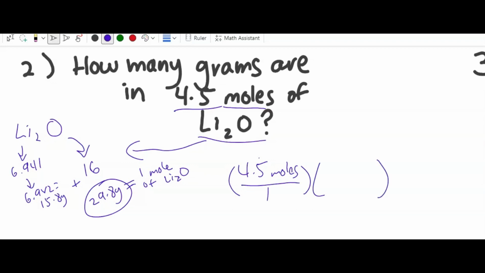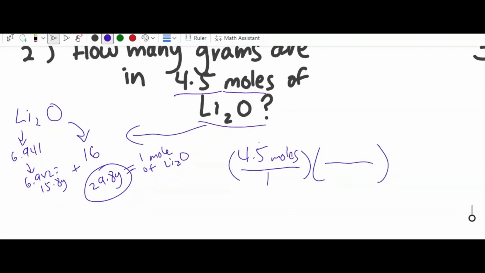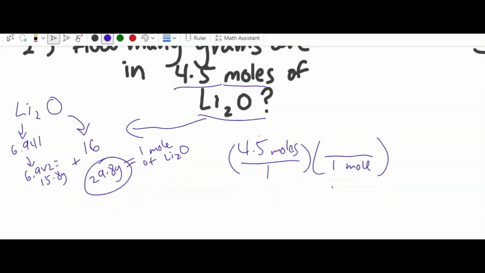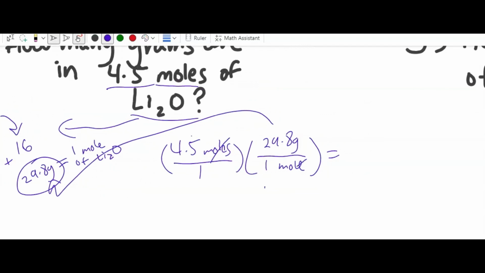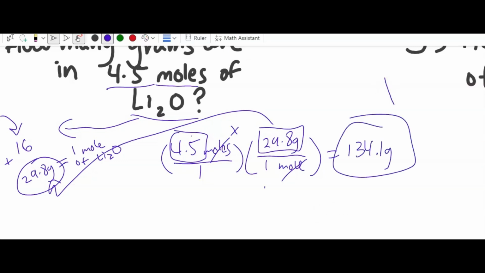And like we said before, this value in the denominator has to be moles. So we're just going to call this 1 mole. And then the value above it is going to be 29.8 grams, because that's the value we had here. Multiply this out and the moles cancel each other. Then you just have the 4.5 and this value right here. You multiply it and you're going to get 134.1 grams rounded as your final value.